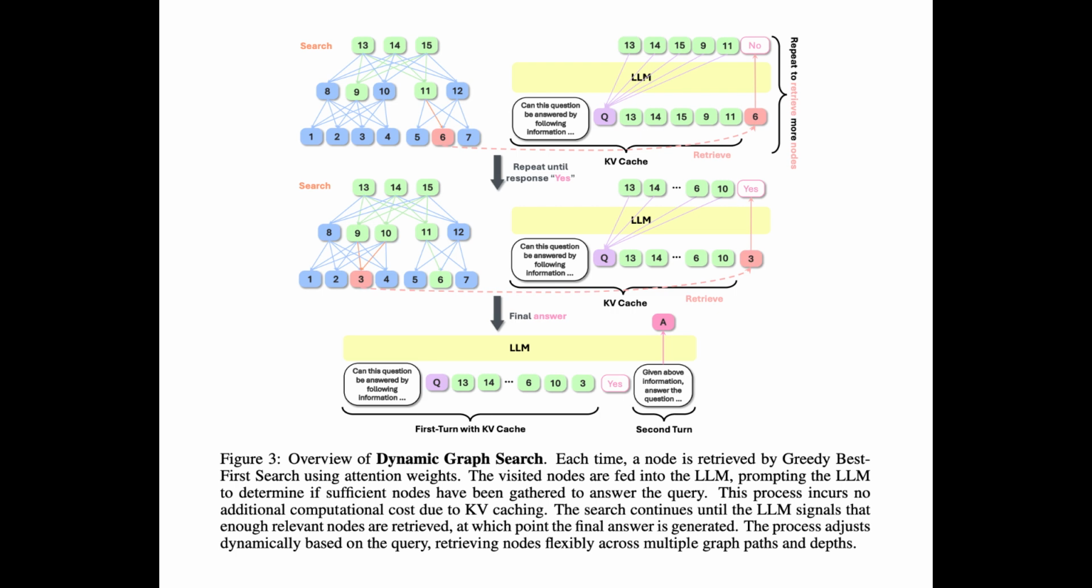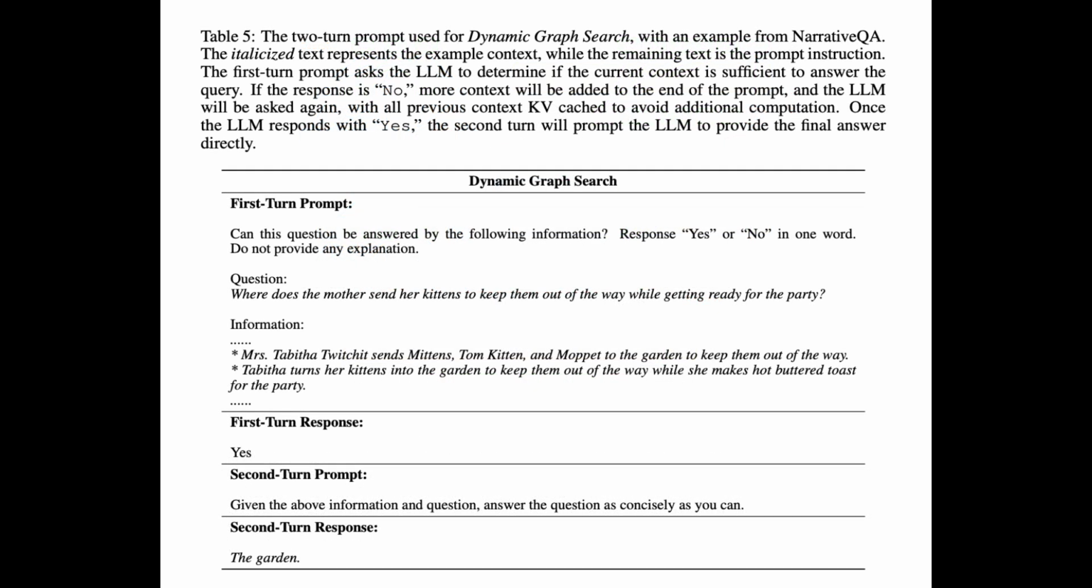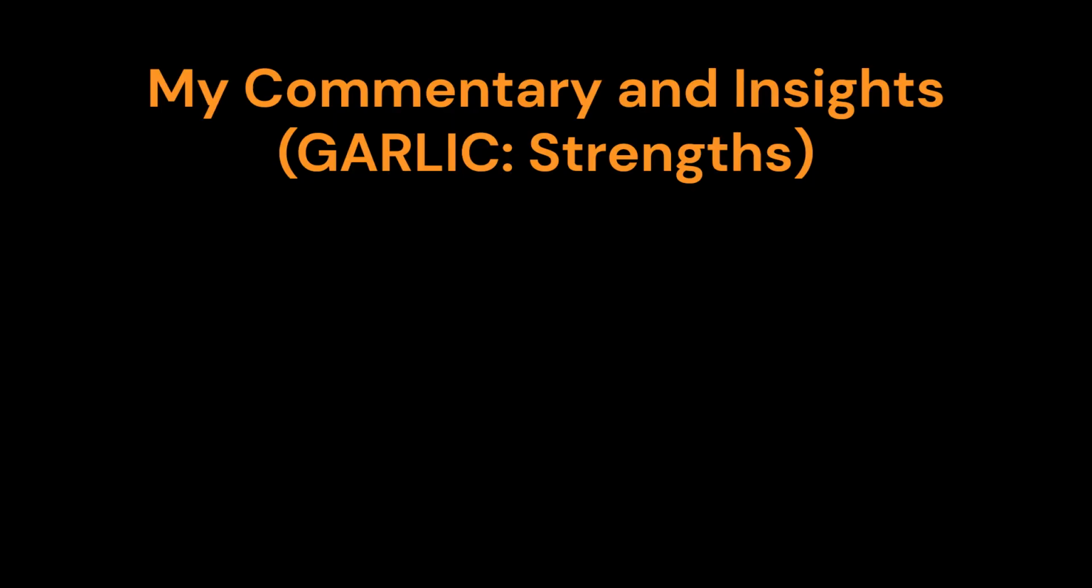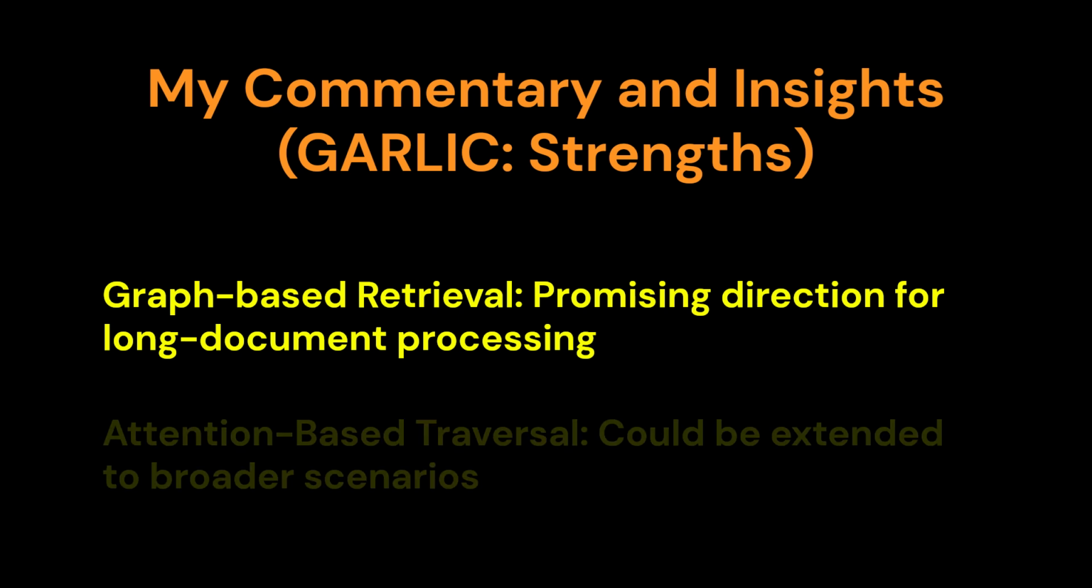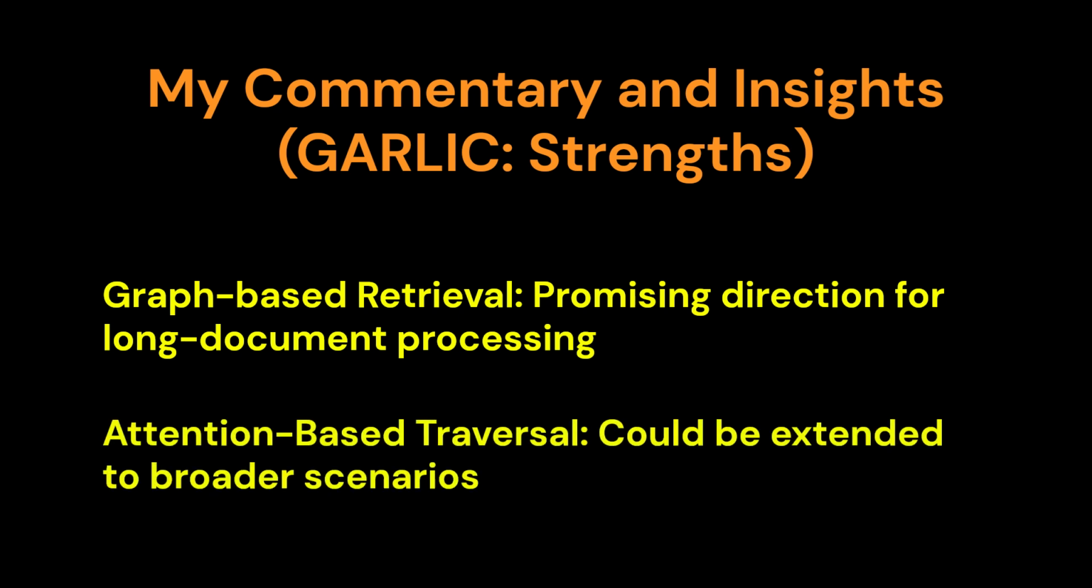In other words, the retrieved nodes are fed to the LLM. Using KV caching at no extra cost, the LLM checks if enough nodes are present to answer the query. Once sufficient nodes are collected, the final answer is generated. So, what's the big takeaway here? It's a step forward in AI's ability to process long documents, especially when you need detailed context or need to navigate complex relationships between events. In addition, retrieval based on attention weights rather than embedding similarity may be explored in broader scenarios.